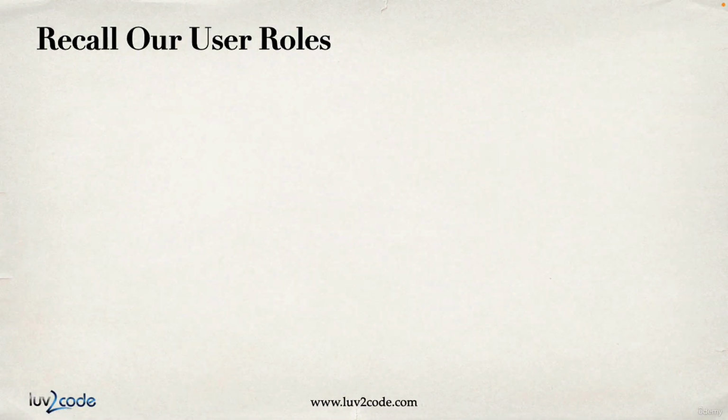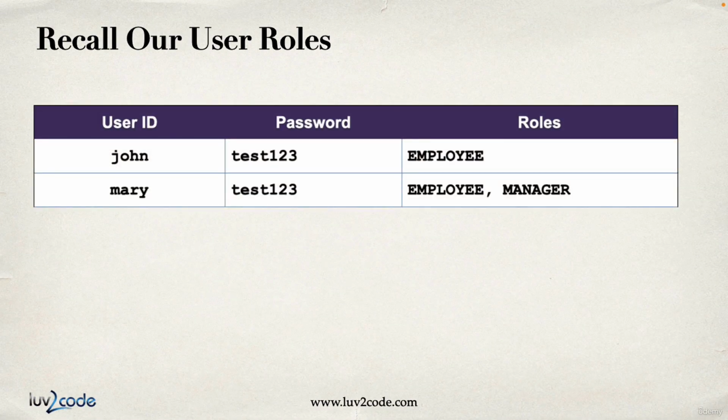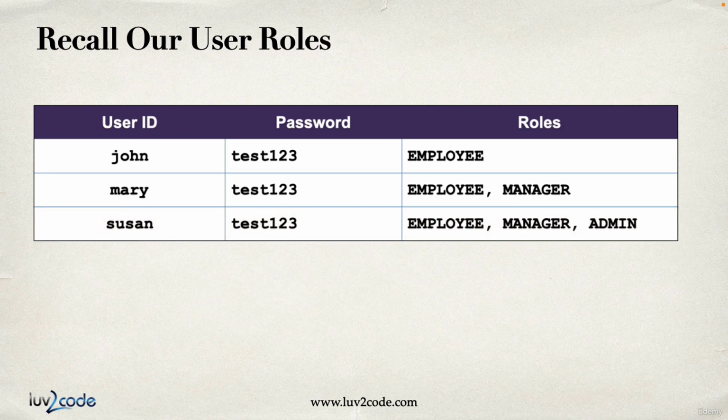Now let's recall the user roles. We have three users, John, Mary, and Susan. We have our passwords and we also have their roles. And we used these in some of the previous videos. Now we'll simply put this information in the database.